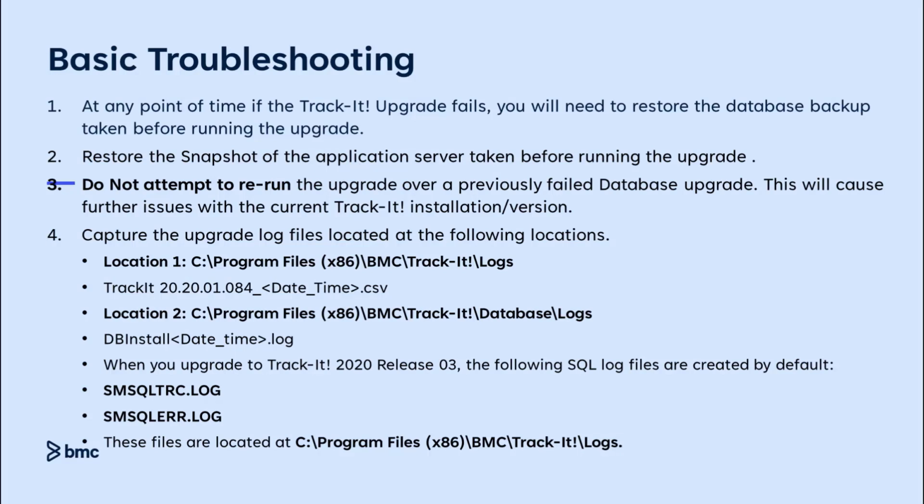Capture the upgrade log files located at the following locations. The TrackIt log is generated in the TrackIt directory under the Program Files (x86) folder, and the database log is generated in the database log folder under Program Files (x86). When you upgrade TrackIt to the 2023 version, the following SQL logs are generated: the SM SQL TRC log and the SM SQL ERR log. Both log files are generated under the C:\Program Files (x86)\BMC\TrackIt\log folder. The mentioned logs show the actual root cause of the issue.